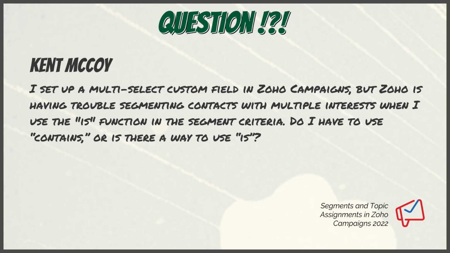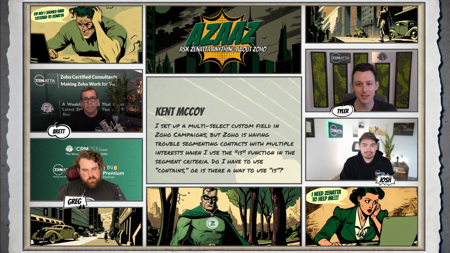This one comes from Kent McCoy, and he watched our YouTube video segments and topic assignments for Zoho Campaigns 2022. He says, I set up a multi-select custom field in Zoho Campaigns, but Zoho is having trouble segmenting contacts with multiple interests when I use the is function in the segment criteria. Do I have to use contains, or is there a way to use is? Contains. Got to use contains.